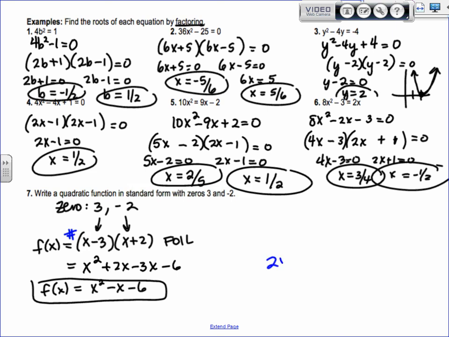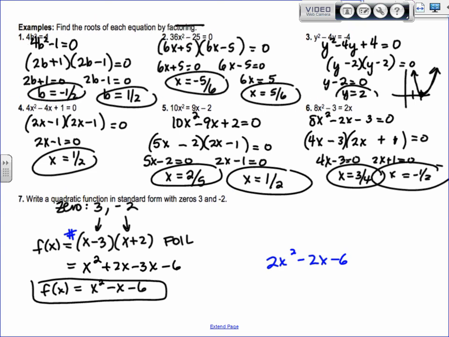So like I could multiply my whole thing by 2 and have 2x squared minus 2x minus 6. That would still have the same zeros, like the same solutions. You just would have a 2 out front. Do you guys see what I'm saying? So there's an infinite number of functions. It's not like the only one. Or I could have like a negative, right, where it's all downwards.